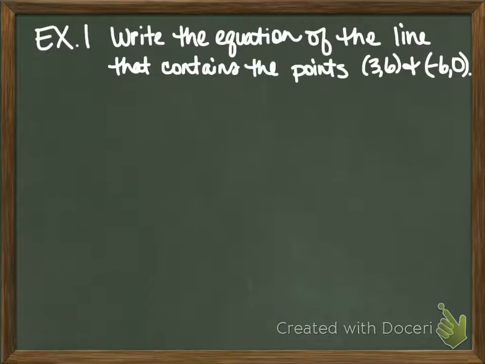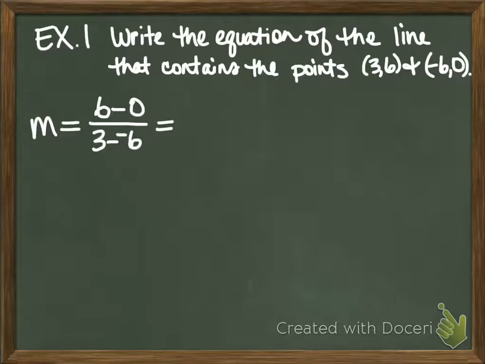Okay, so let's look at these examples. Number 1 wants us to write the equation of a line that contains the points (3, 6) and (-6, 0). First thing we need to do is find the slope of this line. Our slope formula is y1 minus y2 over x1 minus x2. So I'm going to do 6 minus 0 over 3 minus a negative 6. That's going to give me 6 over 9, which reduces to 2/3.